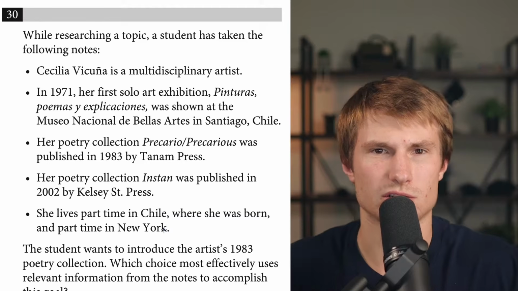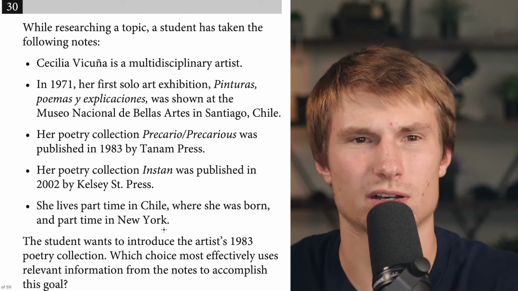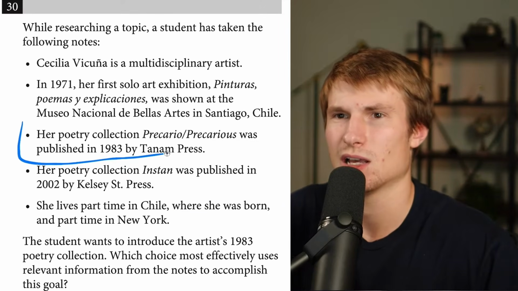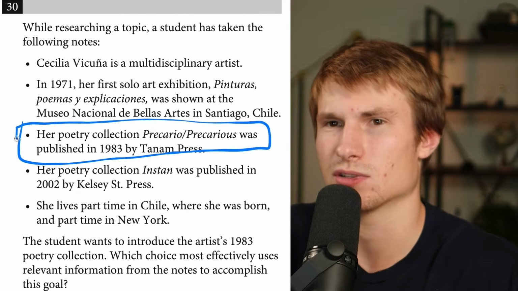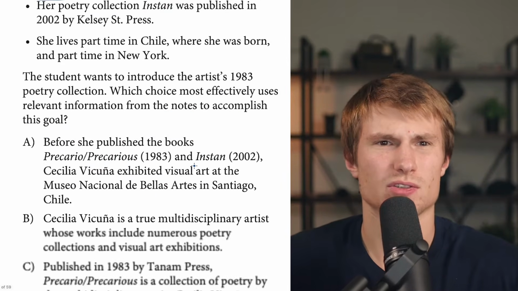All right, so a student wants to introduce the artist's 1983 poetry collection. Which choice most effectively uses relevant information from the notes to accomplish this goal? So introduce the poetry collection from 1983, which is right here. Okay, so this poetry collection, published in 1983. All right, so we've got option A.